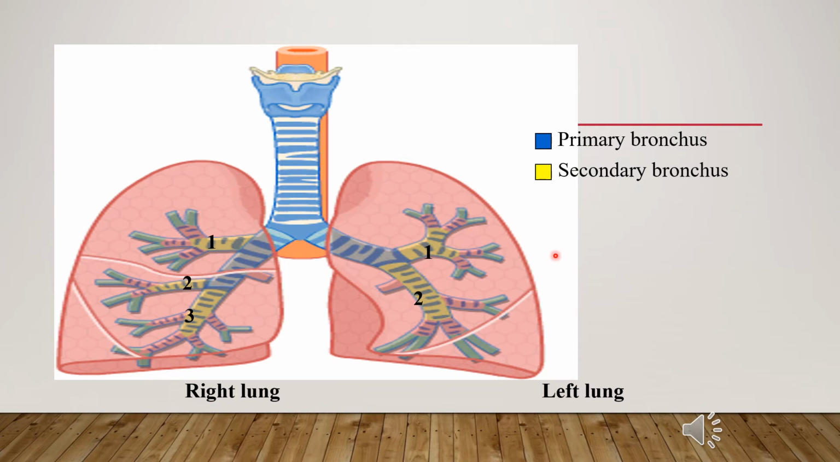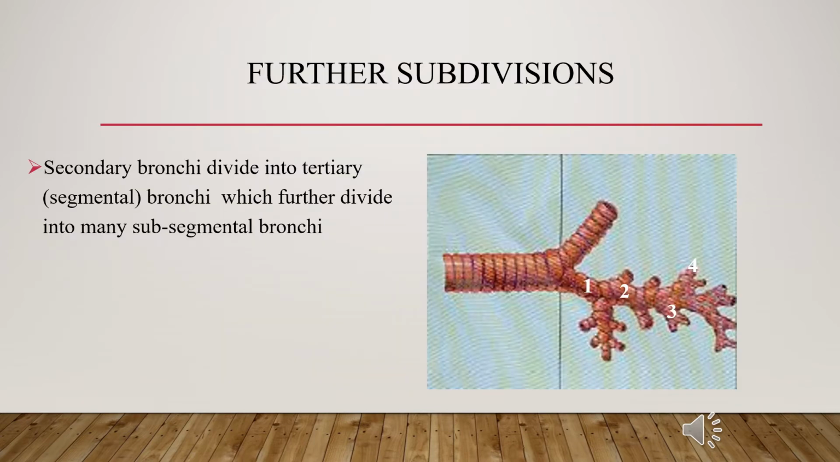Further divisions and subdivisions take place till the smallest bronchi is formed. So about 8 subdivisions take place. As I told you, the secondary bronchi divide into tertiary bronchi, the segmental bronchi, which further divide into many subsegmental bronchi.